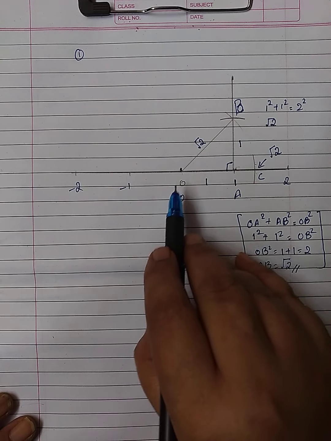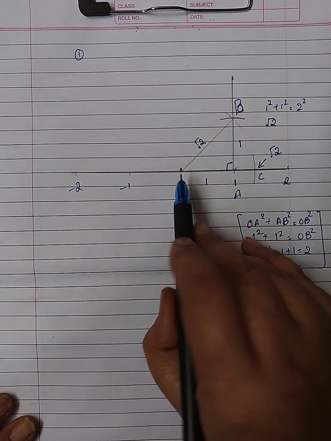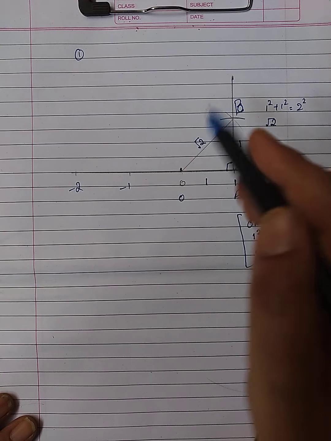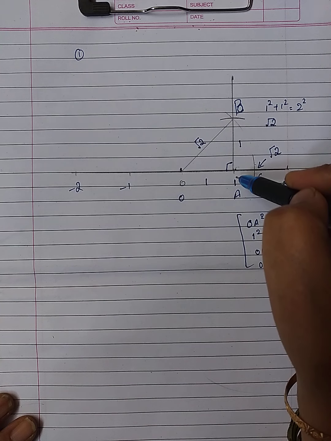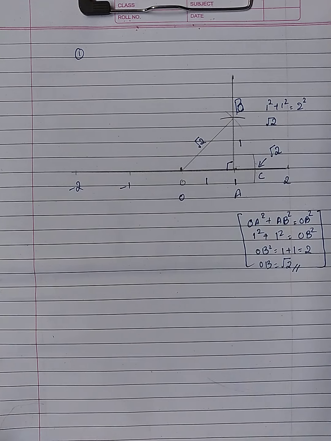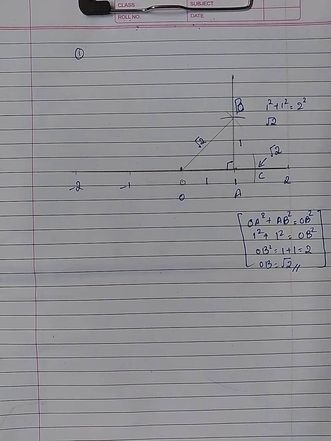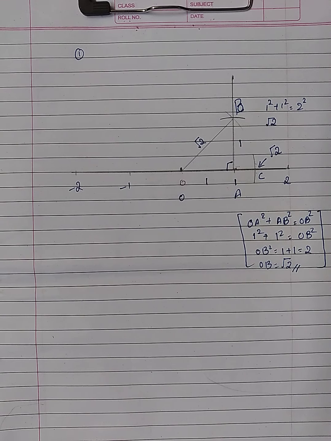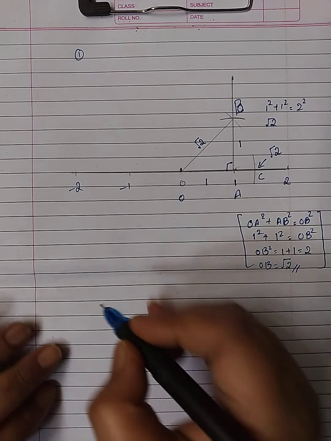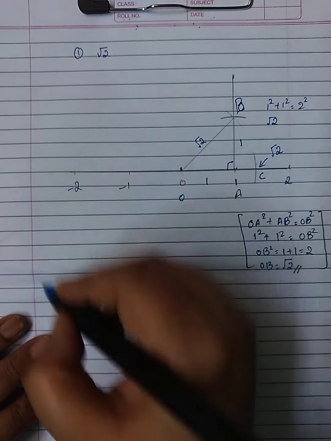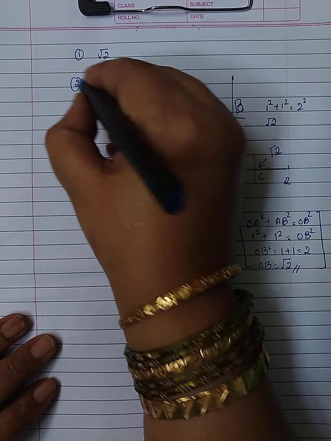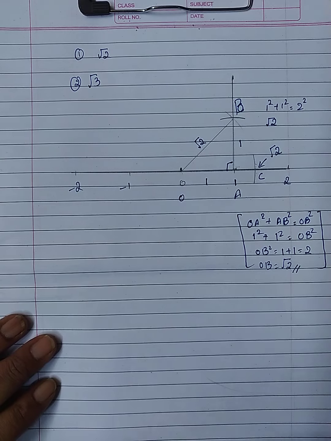Next, with the compass we have to cut this side AB. This is root 2 on the number line. Then, the second one is root 3.